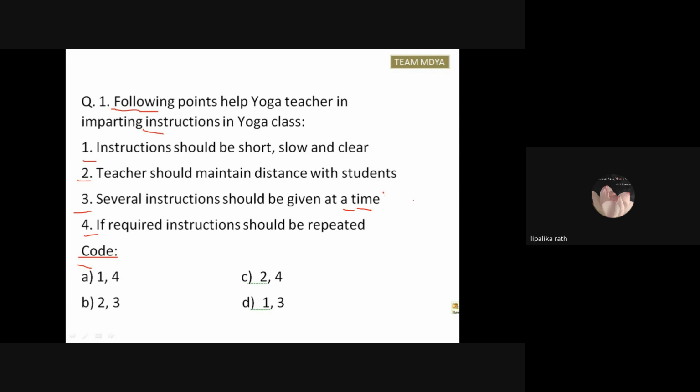Right. So many instructions should not be given at a time. So this option is totally incorrect. And second option, teacher should maintain distance with students. So this is also wrong. First and fourth are correct. Is this question clear to everybody? Yes, ma'am.